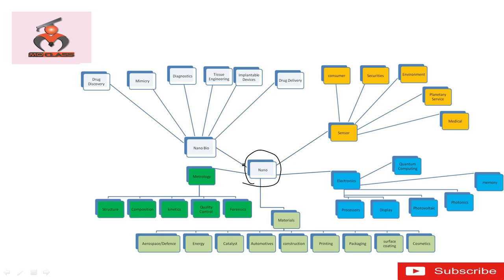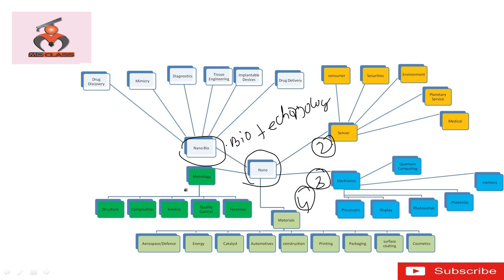broadly, one will be your nanobiomaterial, and this part will be covered. Another major area is your sensors. From nanomaterials we are making sensors, and this part is also very important. The third part is electronics and consumer products. In electronics, nanomaterials and nanotechnology are playing a major role. The fourth part is the material science area, nanomaterials, and the last one is metrology.